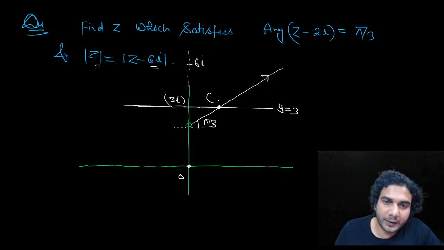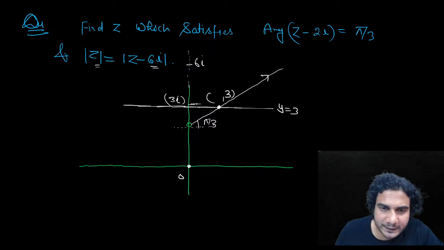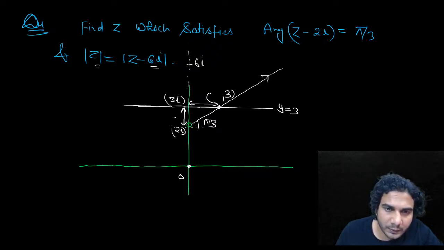So obviously the y coordinate of this point will be 3. You just need the x coordinate. And the x coordinate is nothing but this distance, right? Which you can find easily using geometry. See, this point was 2, this point was 2 iota. So what is this distance? This distance is 1.